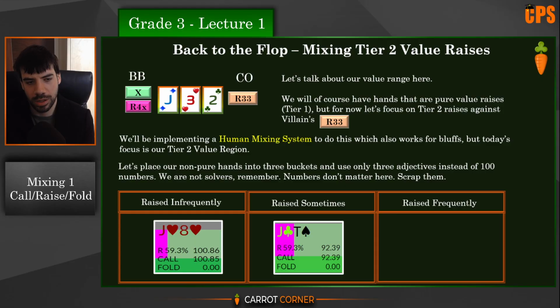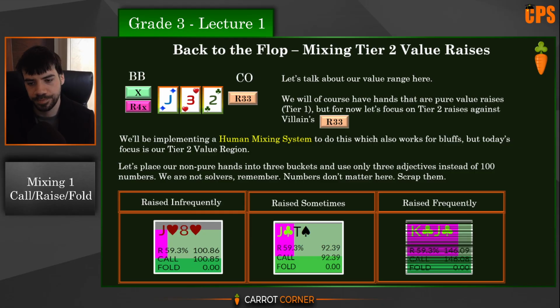That's what's going on. If we were to add tons and tons of Jack 8, we would do more imbalance to our range than adding tons of Jack 10, because our range is roughly polar. We don't want to add loads of medium strength hands. Although, I wouldn't call Jack 8 medium, it's kind of good. Then once we get up to a hand like King Jack, we just raise frequently.